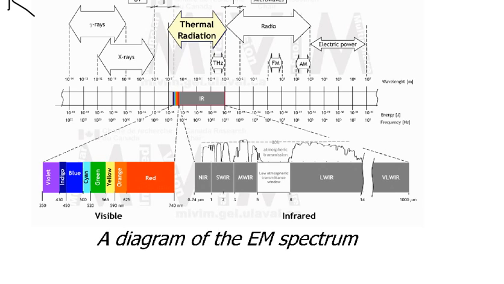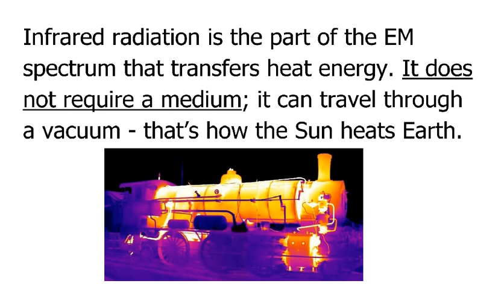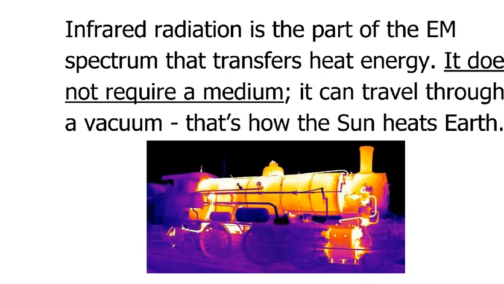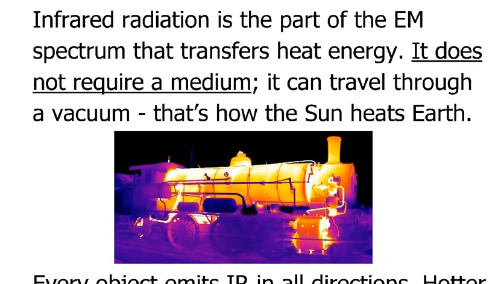All right, this is infrared radiation. It carries heat. All right, so this is just to orient you as to what is IR, and that's basically what it is. It is a form of electromagnetic radiation. It's on the EM spectrum, electromagnetic spectrum. All right, so infrared radiation is the part of the EM spectrum that transfers heat energy.